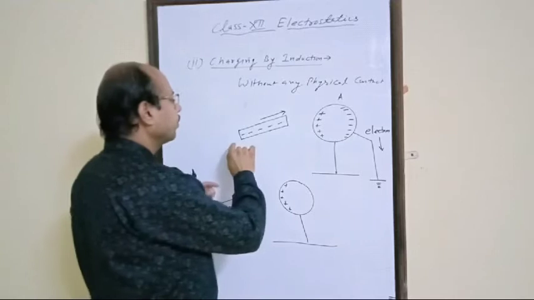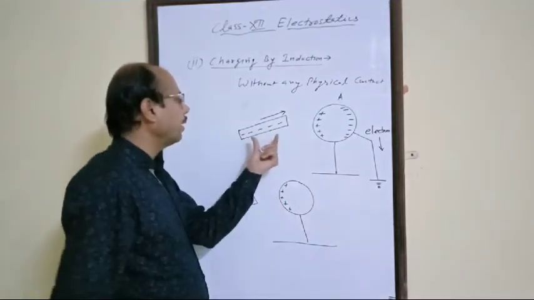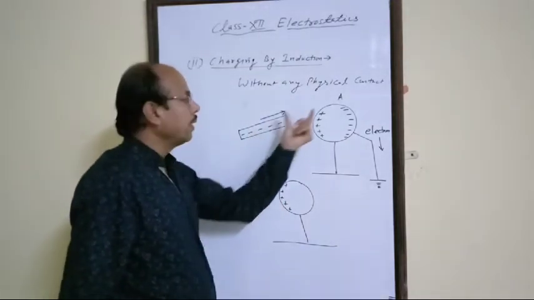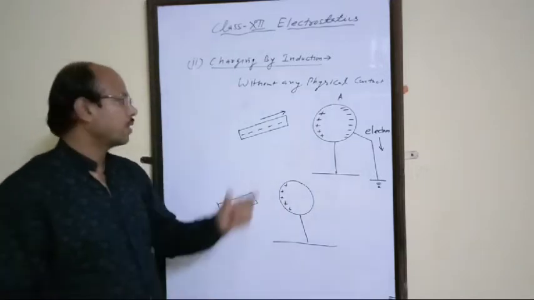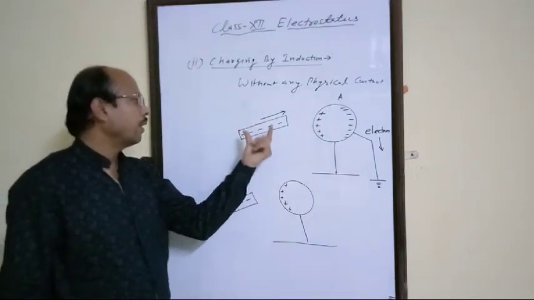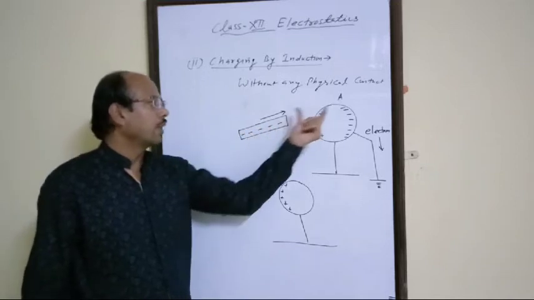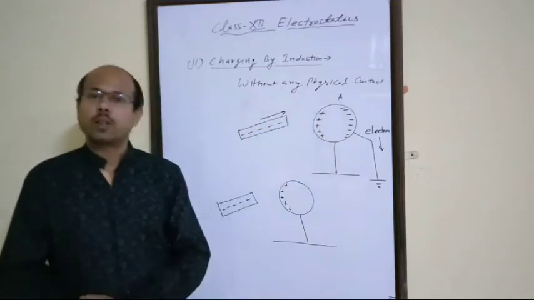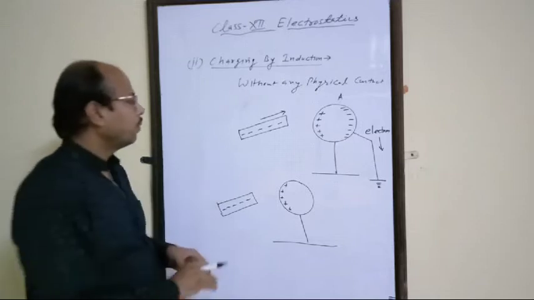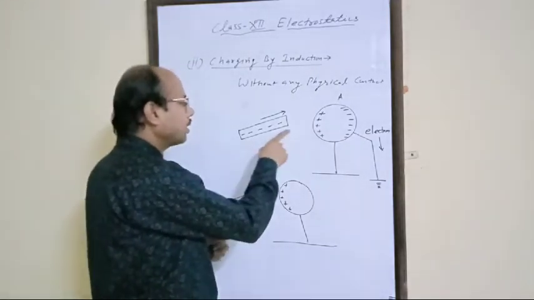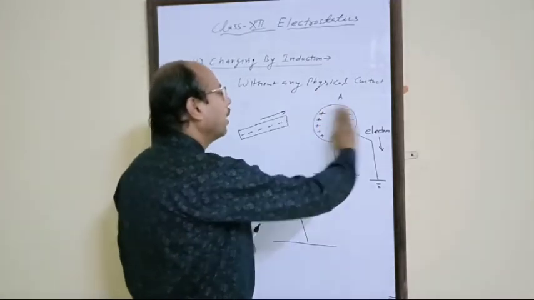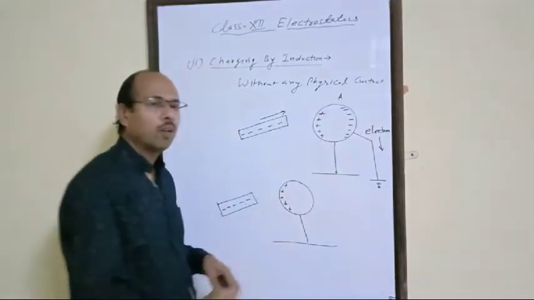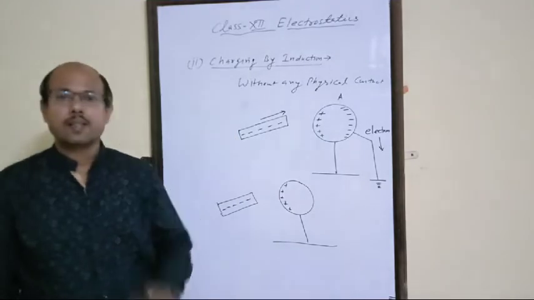So how many steps have we discussed? In the first step we will bring a negatively charged plate near the sphere. This is the first step. In the first step we will bring a negatively charged plate near the uncharged body. In the second step what will happen, due to this negative charge plate, positive charge remains on this side, but negative charge is repelled to this side. This is the second step.